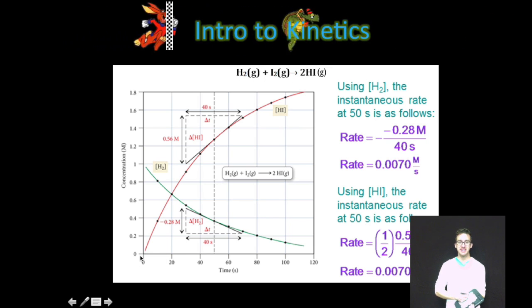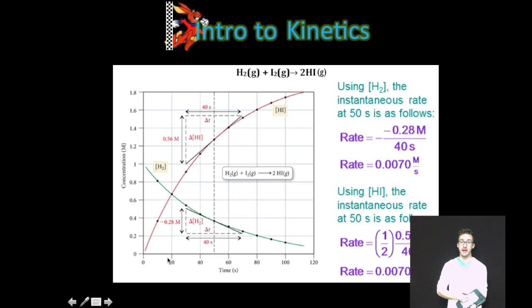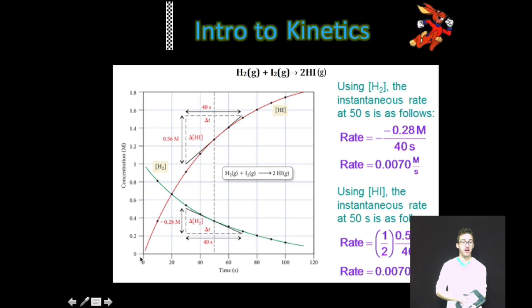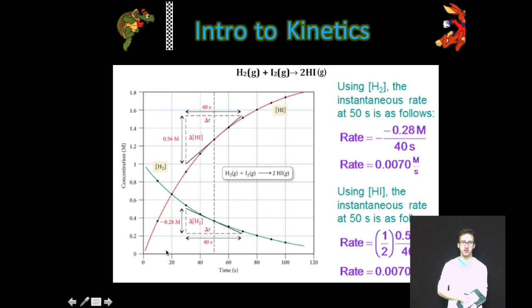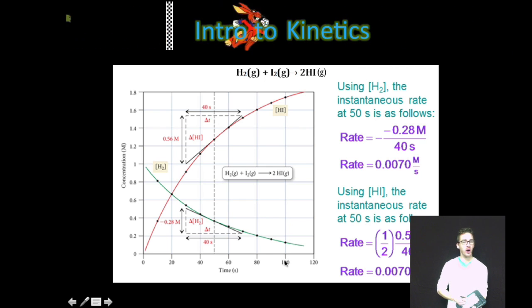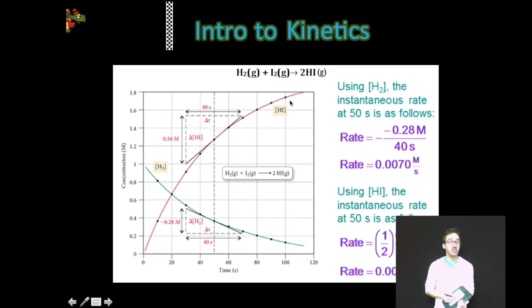As you look at the initial 20 seconds of the reaction, notice that the concentration of our hydrogen iodide over that time period increases very rapidly. We have a very fast rate of production over this initial 20 seconds. However, if we look at a 20-second interval of time later in the reaction, say 80 seconds to 100 seconds, notice that the change in concentration of our HI is much lower, and therefore the rate of the reaction is occurring much more slowly.